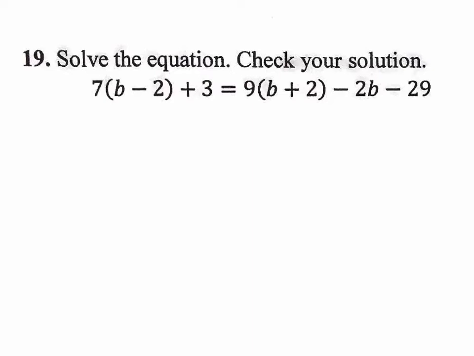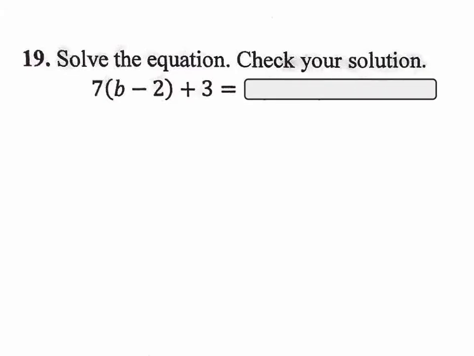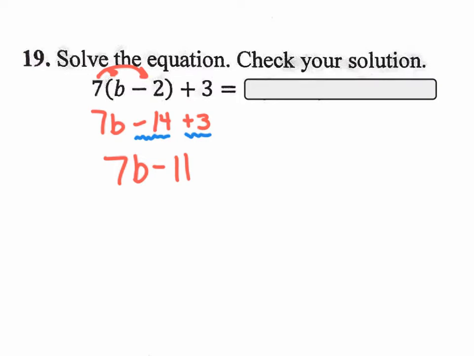So what I want to do is cover up the right side for a little while. And I want to focus in on the left side, and I want to simplify it. So I want to distribute 7 times b is 7b. Then 7 times negative 2 is negative 14. Then I want to bring down the plus 3. So I've distributed. Now I still need to combine like terms. So I want to do the minus 14 plus 3, and that gives us a negative 11. So what I have here is 7b minus 11. That's the simplified left side of the equation.